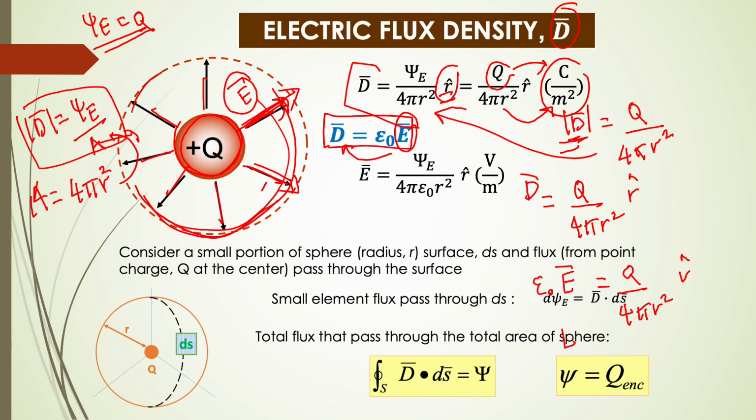To determine only the electric field intensity, you can bring your epsilon naught down to the denominator. So it is Q over 4 pi epsilon naught r squared in the a_R direction, and the units are volts per meter. This is another way for you to determine the electric field intensity, by knowing the electric flux density.